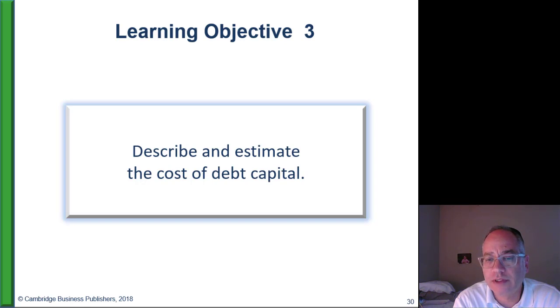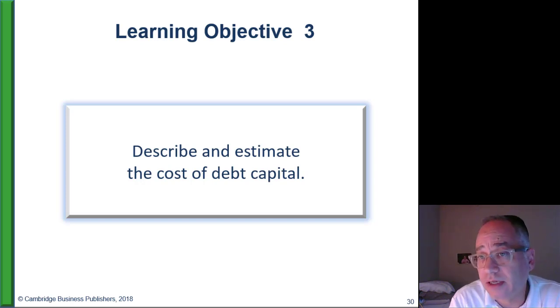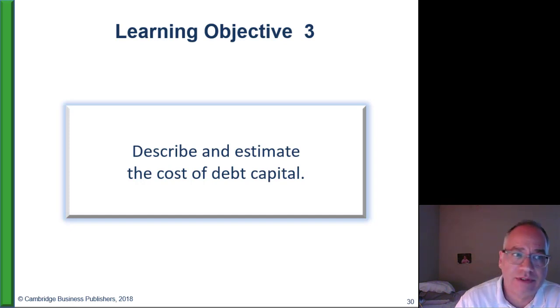In learning objective 2, we talked about the cost of equity capital. In learning objective 3 now, we're going to talk about the cost of debt capital. And we're going to then combine them to come up with the weighted average cost of capital. And that would be the overall cost of raising capital, so to speak, for a company.